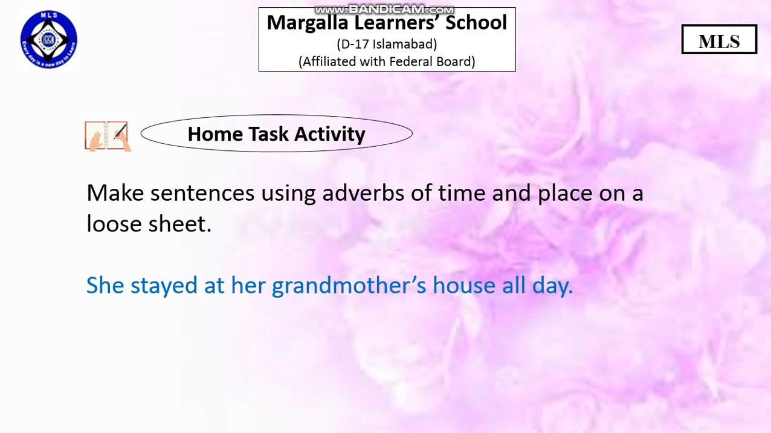For example, she stayed at her grandmother's house all day. This is the adverb of time. We are telling for how long she stayed at her grandmother's house. Now for the adverb of place: my grandfather's house is nearby. Here nearby is an adverb of place.